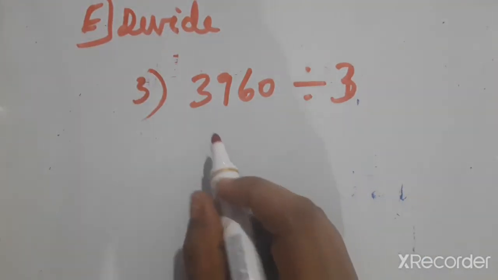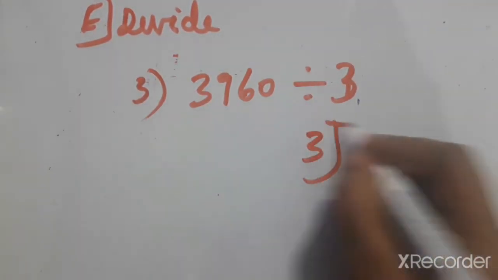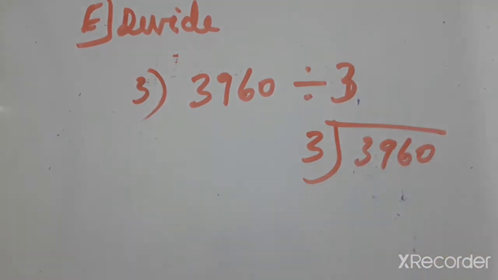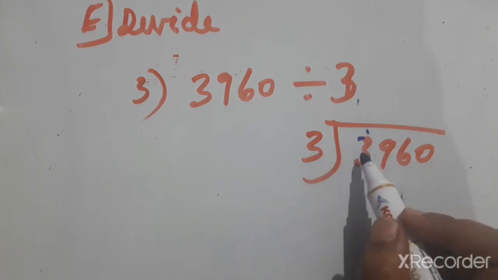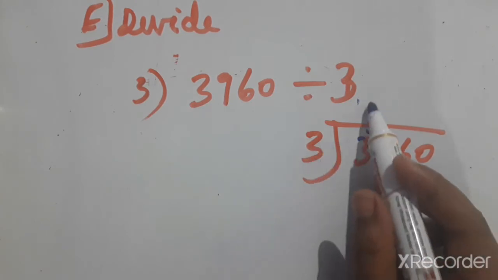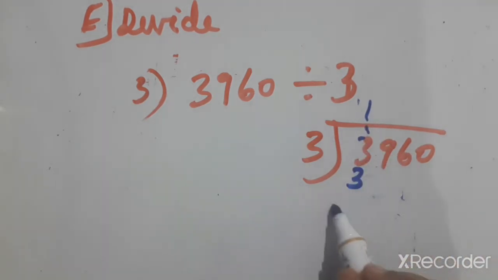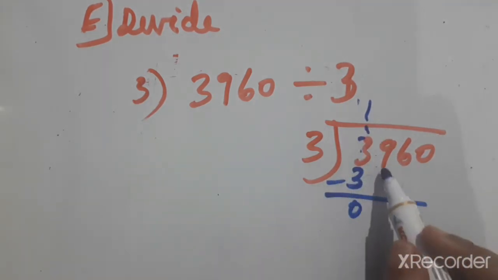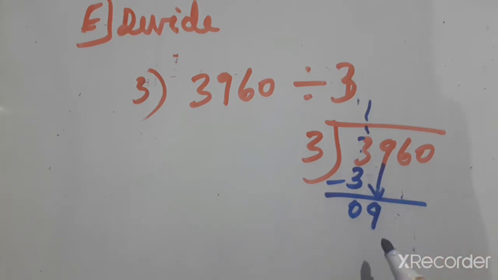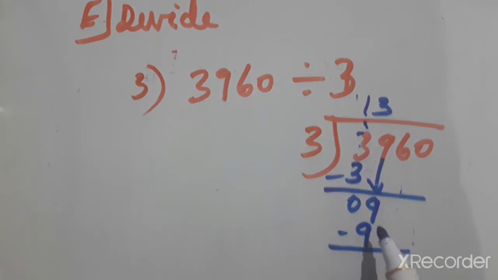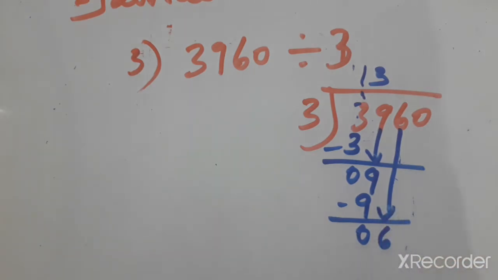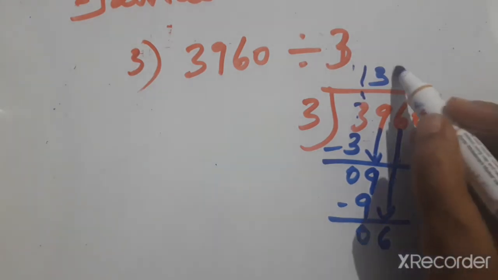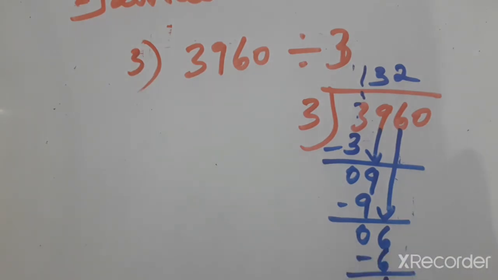Our next number is 3960 divided by 3. 3960. Whether we can take only 3, first number, one digit? Yes. Equal or greater, we can take now. 3 ones are 3. Okay, only one digit. Minus. 3 minus 3 is 0 and bring 9 down. 3 how much are 9? 3 3s are 9. It is directly dividing with the 3 ones table. Minus. 9 minus 9 is 0. Again bring this 6 here. 3 how much are 6? 3 twos are 6. Minus means 0.